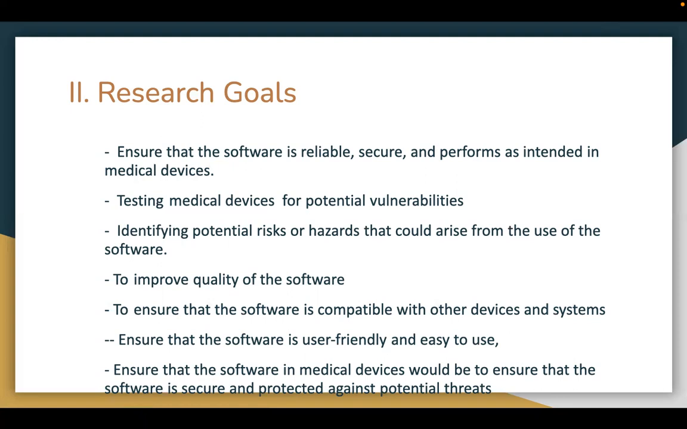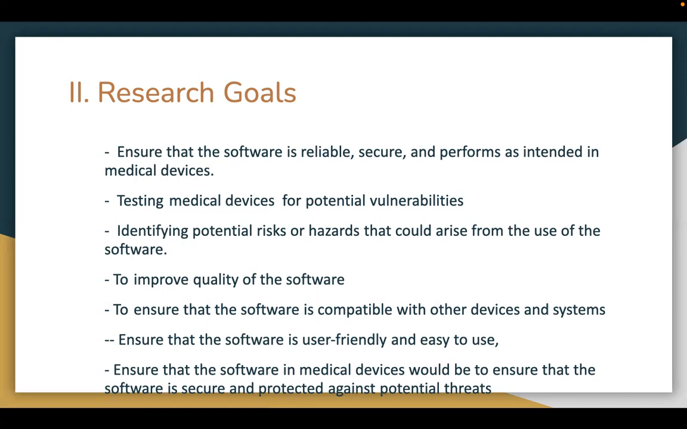The aim is to make sure that the software is intuitive and easy to use so that users can operate it effectively and efficiently. Another goal is to ensure that the software in medical devices is secure and protected against potential threats.